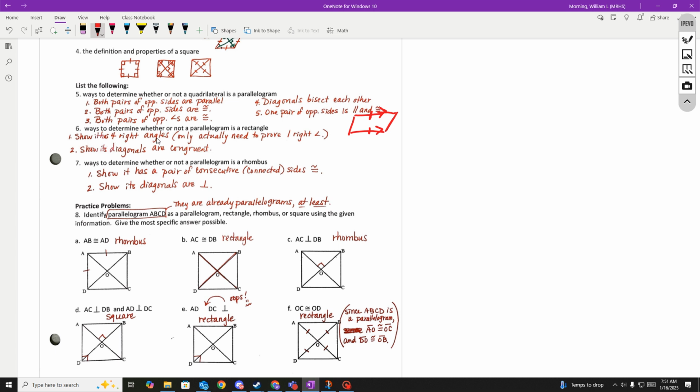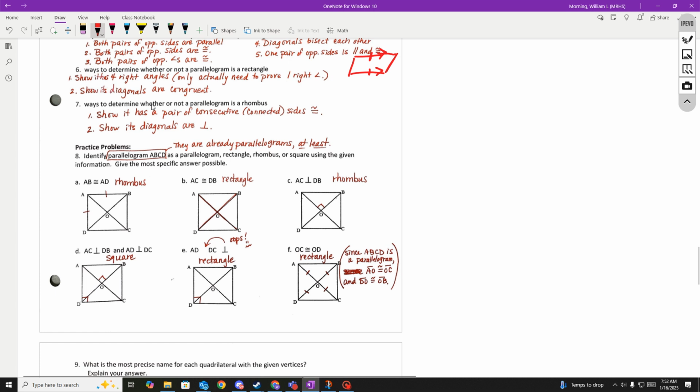Number 6, ways to determine whether or not a parallelogram is a rectangle. 1, show that it has 4 right angles. Technically you only need to show one of the right angles. The way that you can do that is with your slopes. If your sides have opposite reciprocal slopes, then they are perpendicular. They're right angles. You can also show its diagonals are congruent. That can be done with a distance formula or the Pythagorean theorem.